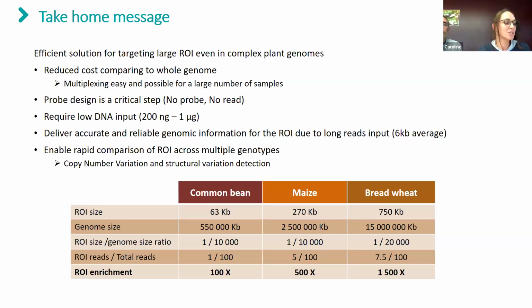And finally, the use of long-read sequencing allows us to generate accurate assemblies of targeted regions due to the average read length of 6 kb, which is especially useful for detecting structural variants and also gene copy number variation.